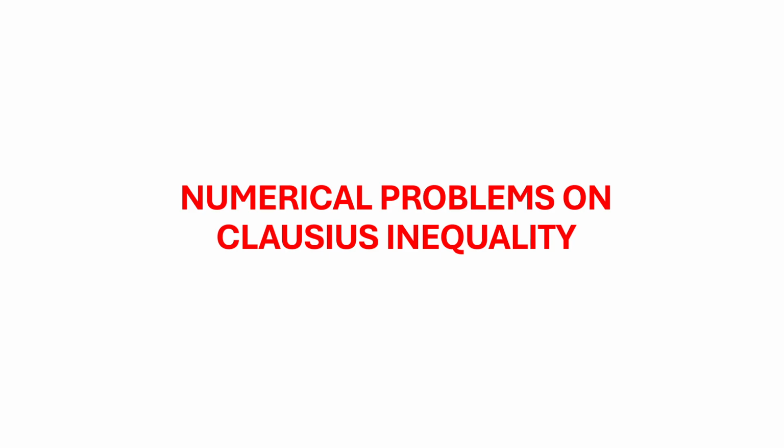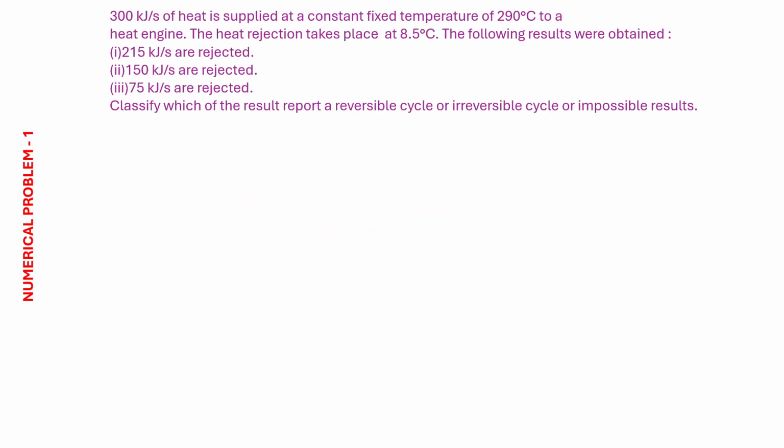We all very well know that Clausius inequality is the cyclic integral of the ratio between rate of heat transfer and the absolute temperature, right? Less than or equal to zero. The ratio is equal to zero in case of reversible process, and the ratio is less than zero in case of irreversible process.